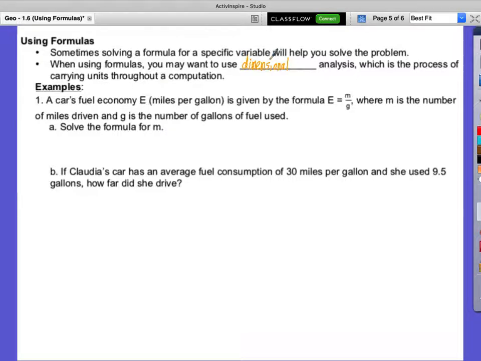Bananas. Okay. Examples. A car's fuel economy, E, in miles per gallon, is given by the formula E, the economy, is equal to miles divided by gallon. Miles per gallon means miles divided by gallon. Where M is the number of miles driven, and G is the number of gallons of fuel used. Okay? So let's solve the formula for M. So I want you to take this formula, E equals M over G, and solve for M. So go ahead, do that.